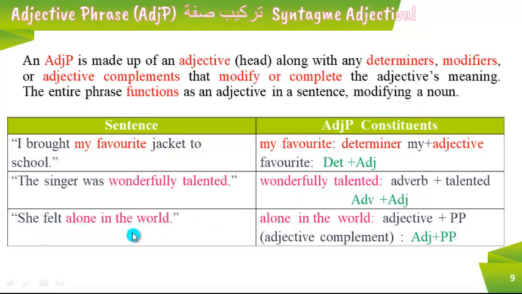So, she felt alone in the world. Alone is adjective plus in the world which is preposition plus noun phrase. So it is a prepositional phrase. And this prepositional phrase, it is an adjective complement. It completes the meaning of alone. So she felt alone where? In the world.